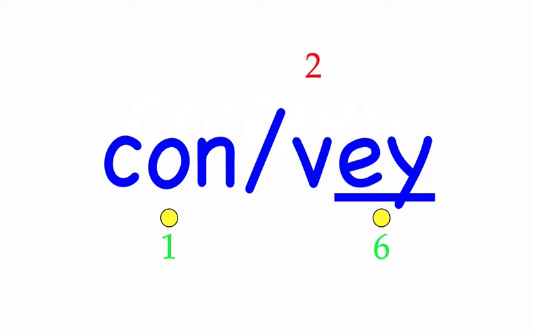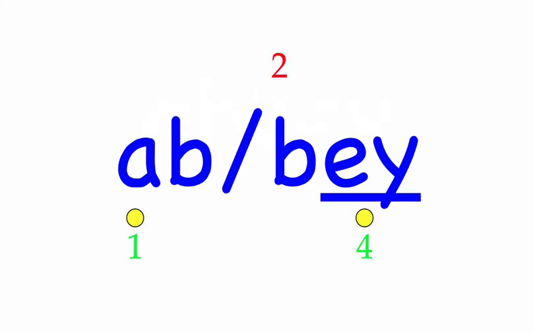Abbey. The monks lived in the abbey. Abbey, 2 syllables. First syllable ab, 2 sounds: A, B. Bey, 2 sounds: B, E. Ab-bey. Mark the word.